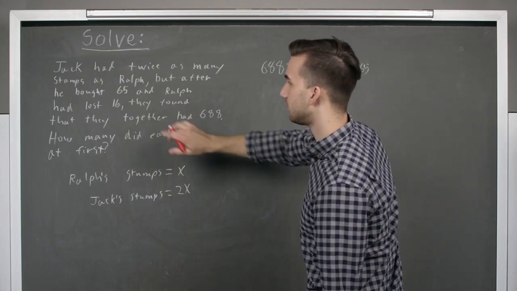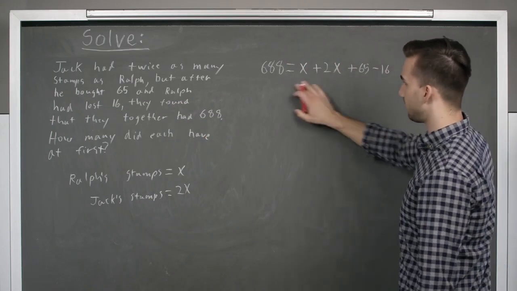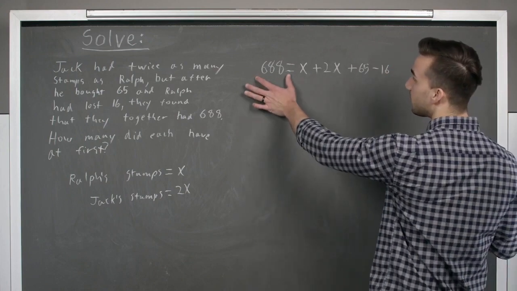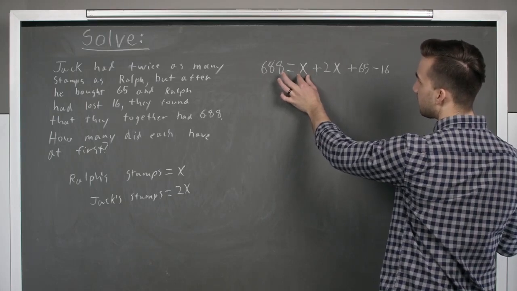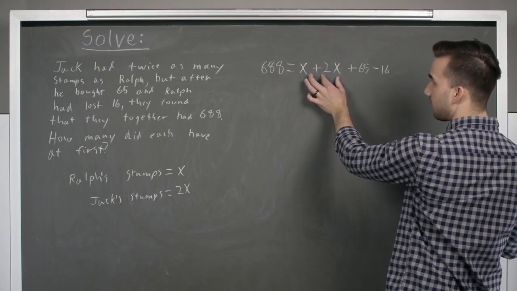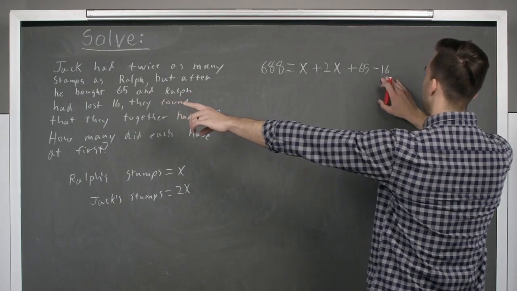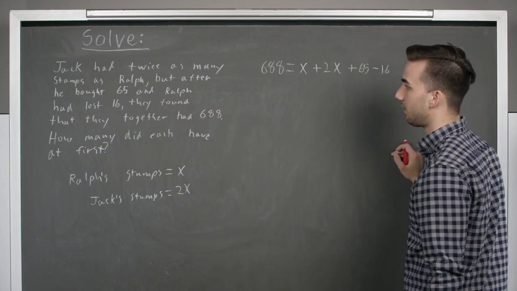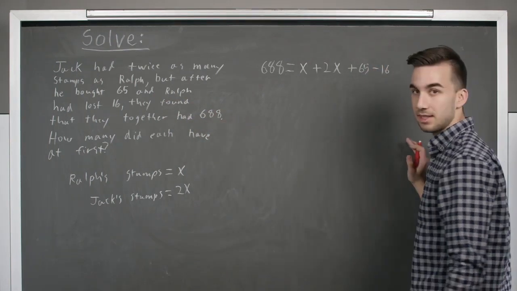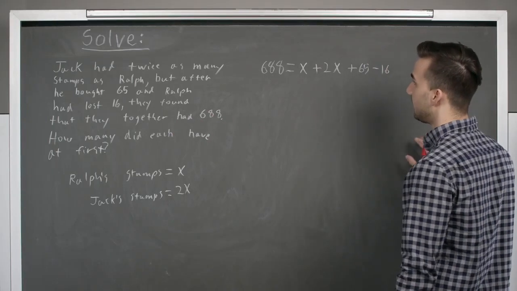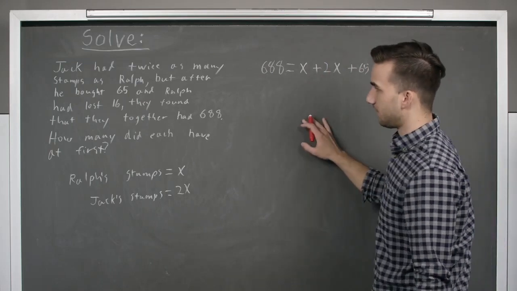And Ralph had lost 16. And then we need to subtract a 16. So once again, in this equation, we have our total number of stamps equals Ralph's stamps plus Jack's stamps plus the 65 he had bought and minus the 16 that Ralph lost, altogether equaling 688. So that's what you have to do. You just have to look at the problem and make an equation with the information.